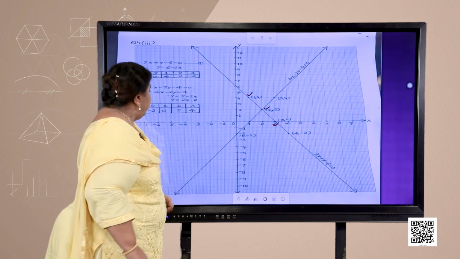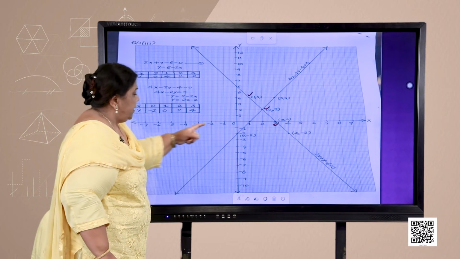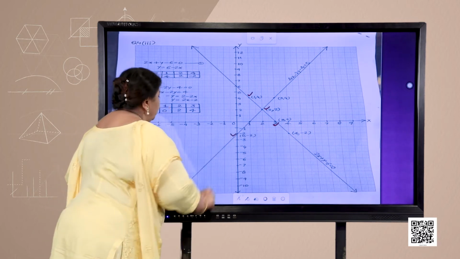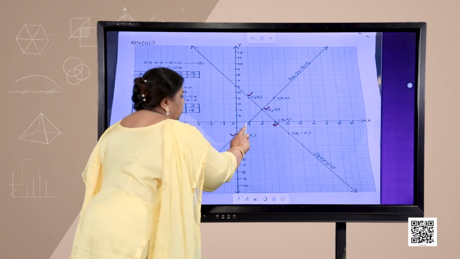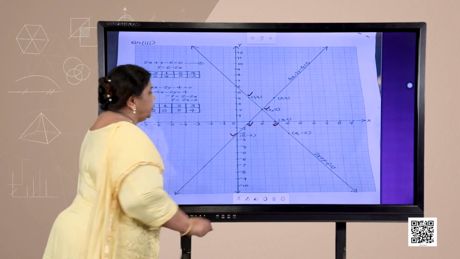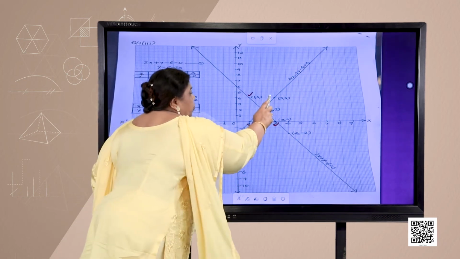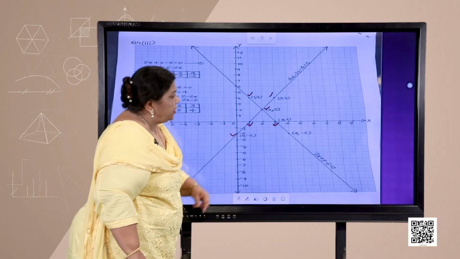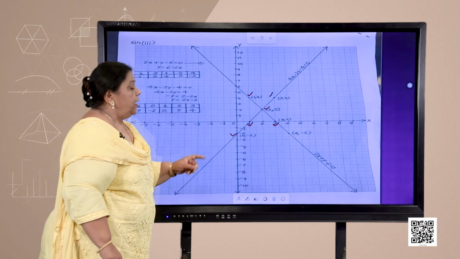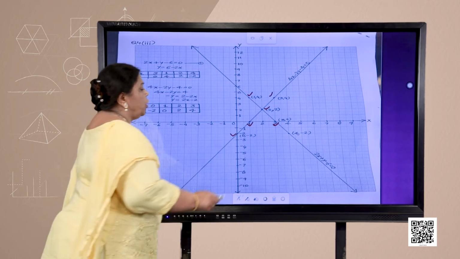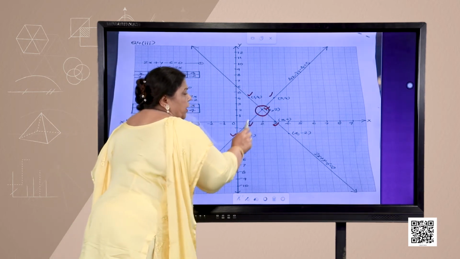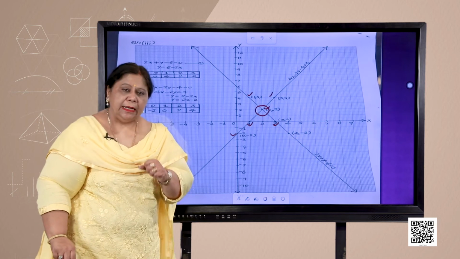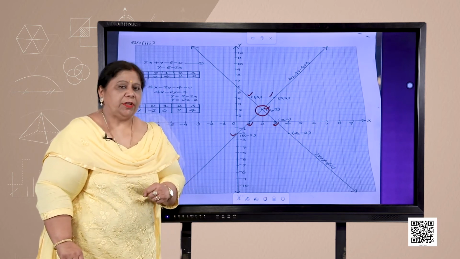Likewise, on plotting the points 0 comma minus 2, 1 comma 0 and 2 comma 2 and 3 comma 4, and we join these points, we get the line of equation 4x minus 2y minus 4 is equal to 0. We also observe that the common point is 2 comma 2, that is the solution of these linear equations. Let us look into the next part.